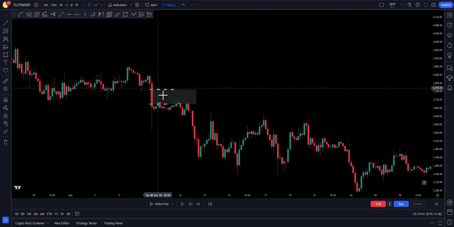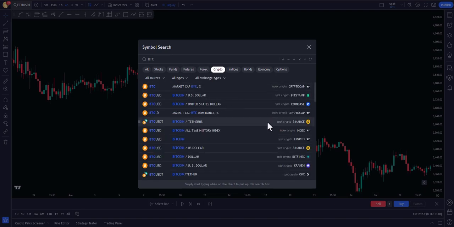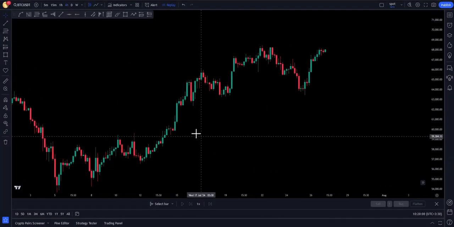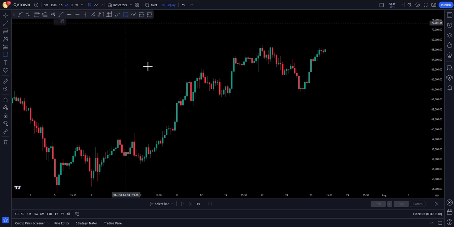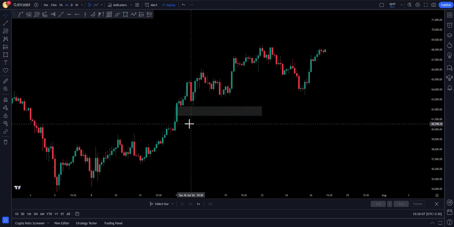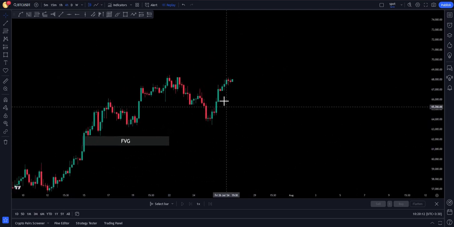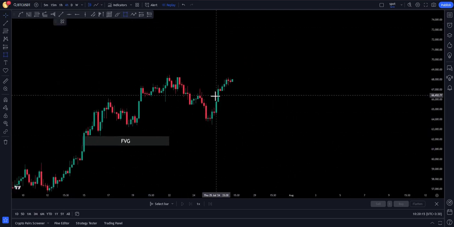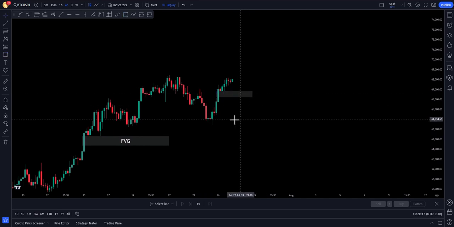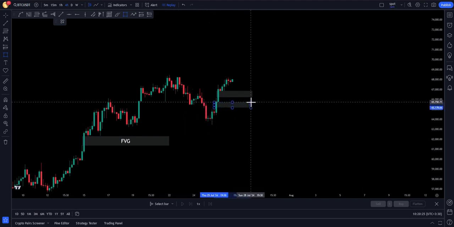This chart is for Ethereum on a 4-hour time frame. Let's check another currency. For example, let's open the Bitcoin chart. In this area, we have a fair value gap. And this area here is also a fair value gap. Here's a fair value gap.